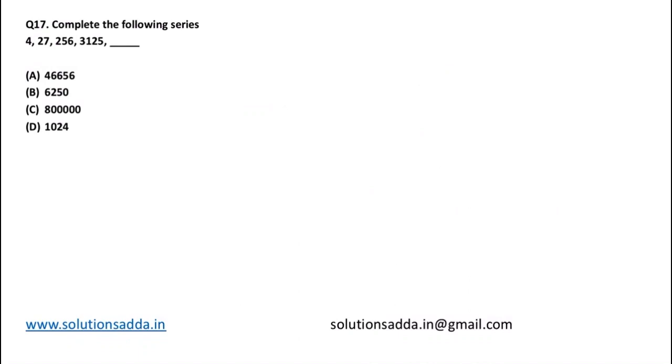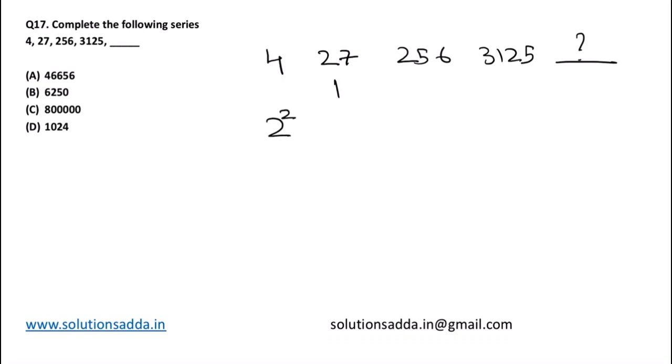So this is an aptitude question based on number series. The series is 4, 27, 256, 3125, and we have to figure out the next number. We observe that 4 can be written as 2 to the power 2. Similarly, 27 can be written as 3 to the power 3. Following the pattern, 256 is 4 to the power 4, and similarly 3125 is 5 to the power 5. So the next number, following this pattern, would be 6 to the power 6.